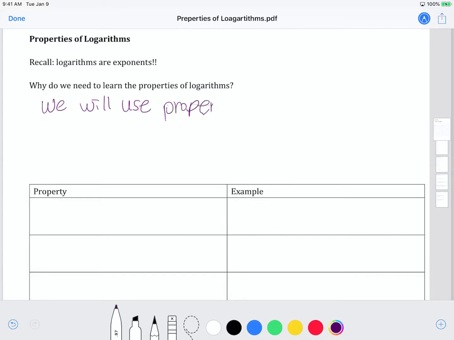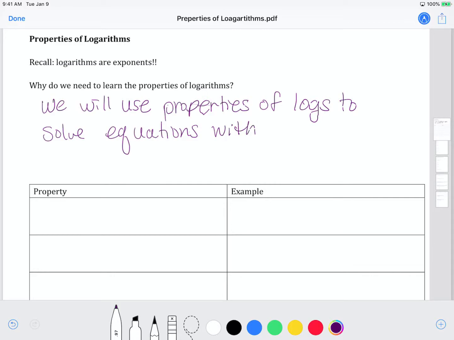So we will use properties of logs to solve equations with exponentials and logs. Okay, so I'm going to go through all the properties with you and give you an example of each.